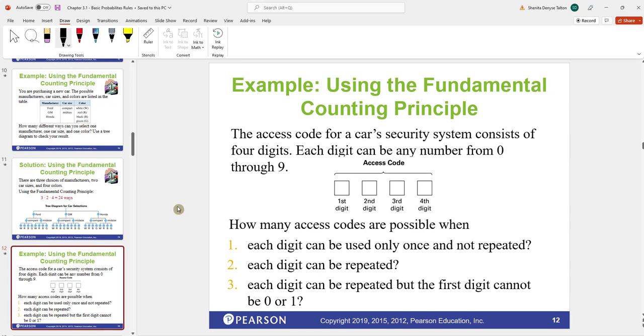The access code for a car security system consists of 4 digits. Each digit can be any number from 0 to 9. So we're going to answer the following questions, 1 through 3. The first one says, how many access codes are possible when each digit can be used only once and not repeated?